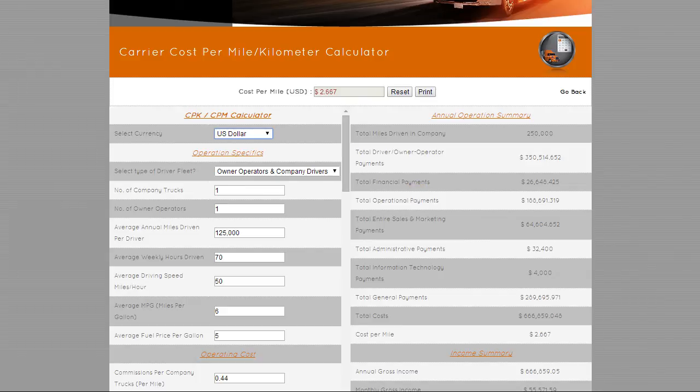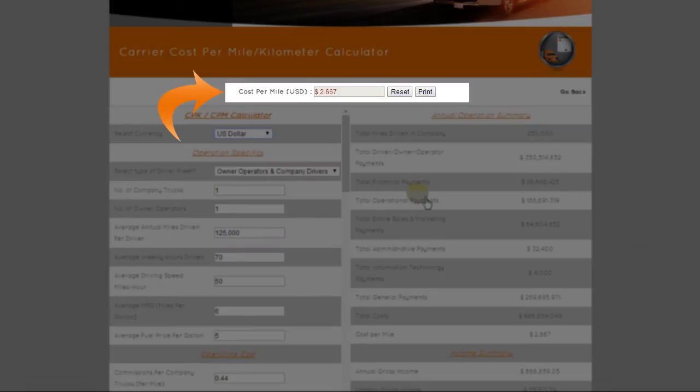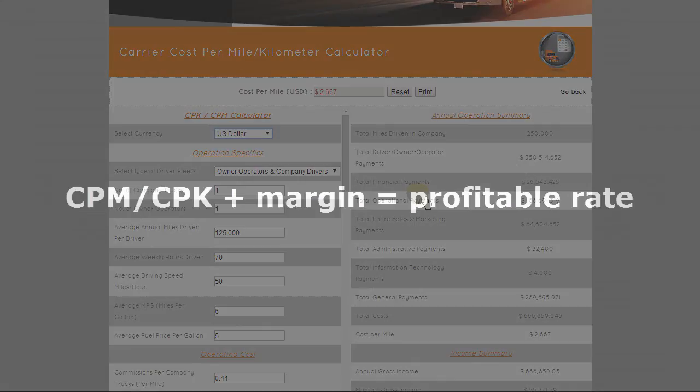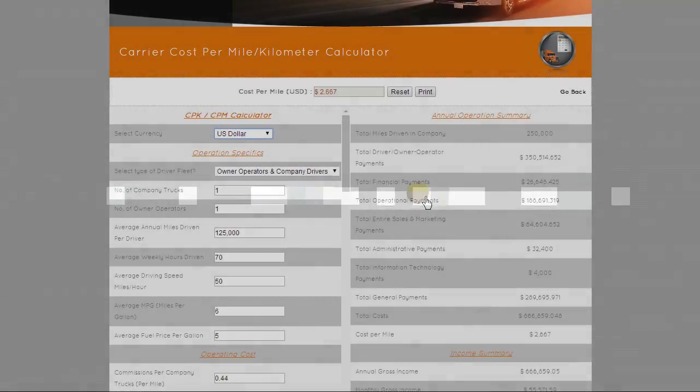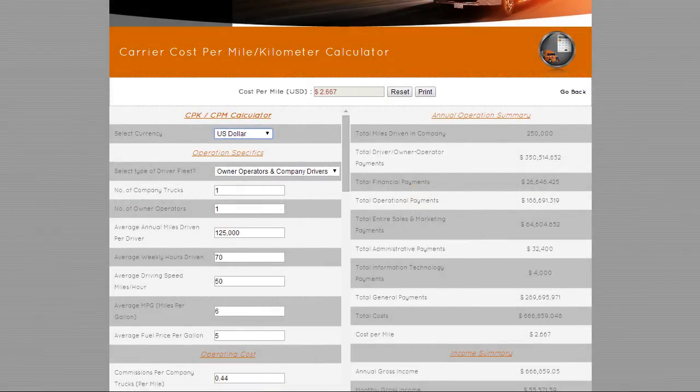Finally, if you check at the top of this page, you will see your cost per mile or cost per kilometer. Voila! Think of this number as your break-even point. If you want to make money, you might need to figure out what kind of margin you can add on top of this, keeping in mind industry and market conditions. Happy miles!